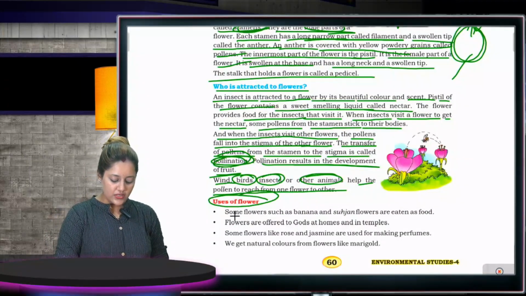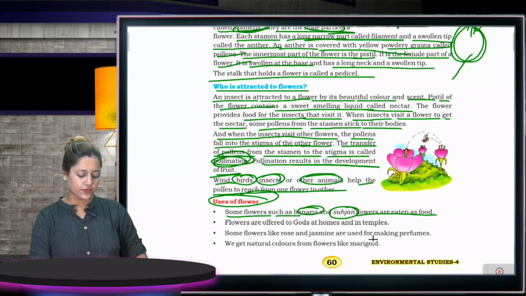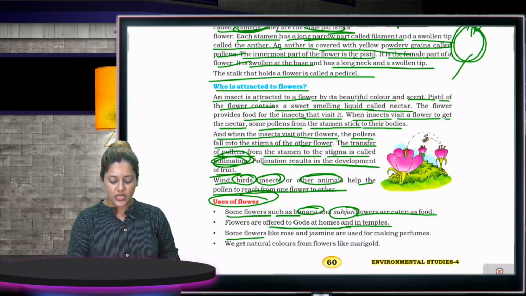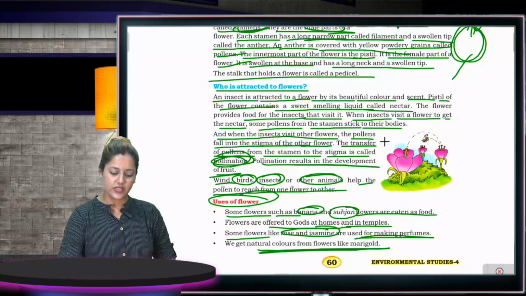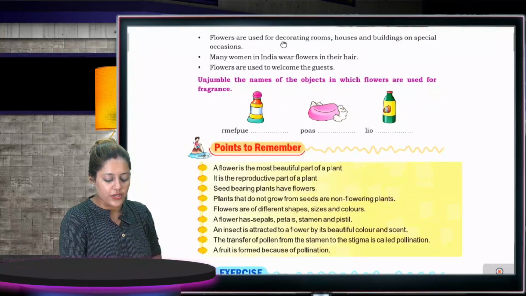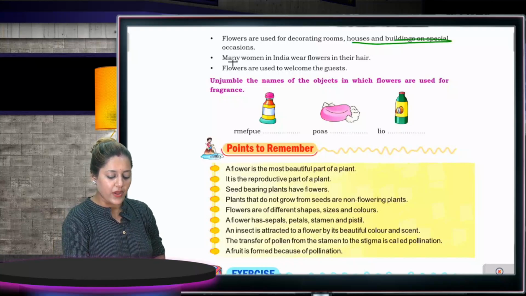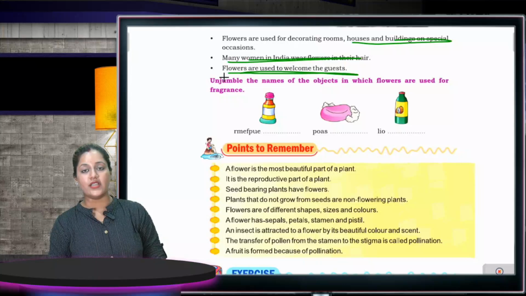Uses of flowers. Some flowers such as banana and sahajan flowers are eaten as food. Flowers are offered to God at homes and in temples. Some flowers like rose and jasmine are used for making perfumes. We get natural colors from flowers like marigold. Flowers are used for decorating rooms, houses and buildings on special occasions. Many women in India wear flowers in their hair and flowers are used to welcome guests.